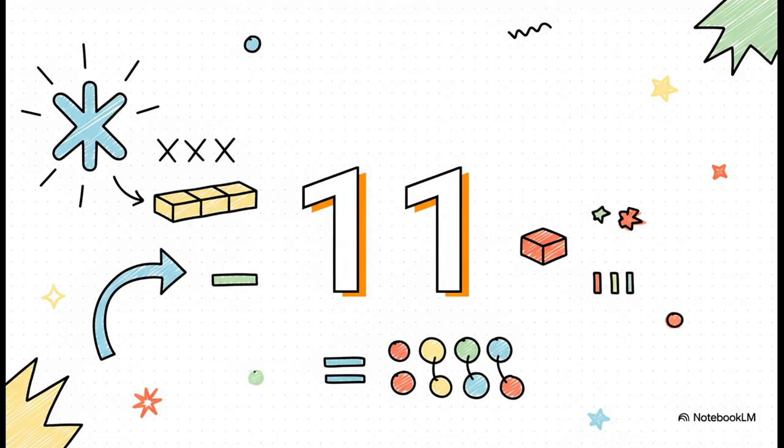Let's just quickly check how we got there. So 4x means 4 times x. We substituted the 3 in place of the x, so we get 4 times 3, which is 12. Then the rest of the problem was minus 1. So 12 minus 1 gives us 11. You did a great job.